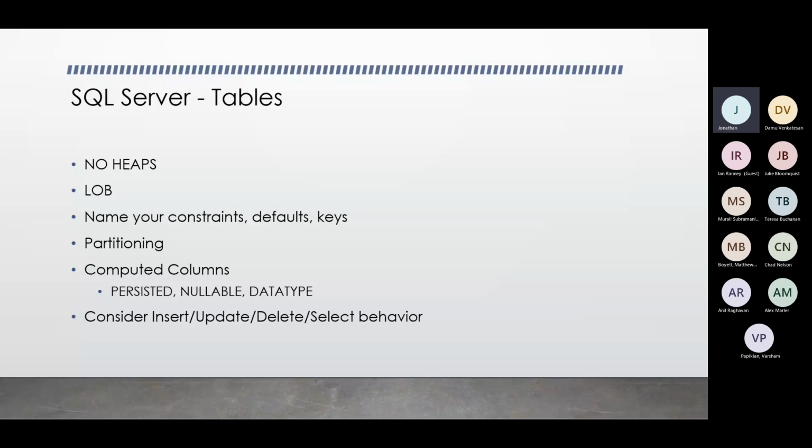Also, it helps a lot when you get an error message. It tells you the name of the constraint that's violated. If you can just look at the name, then you're like, oh, it's this table, this column, this schema. I have an idea already what the problem is.